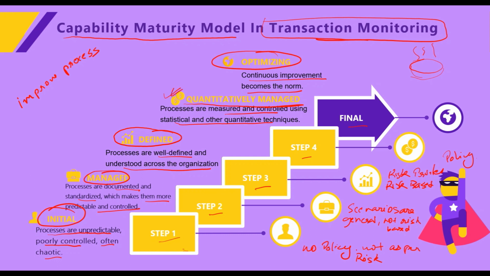In fourth stage, quantitatively managed, transaction monitoring is incorporated in all the functions of the organization and its effectiveness is measured. Elaborate management information is available to senior management about transaction monitoring results and they provide appropriate direction.